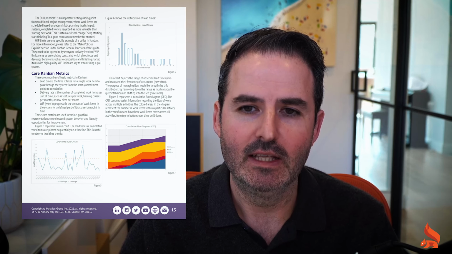Kanban boards are common ways of visualizing your work using columns and cards. WIP limits, they govern how many cards are allowed in a specific area of your board. The guide also discusses the most common metrics. A lot are focused on lead time, throughput, and WIP visualization.